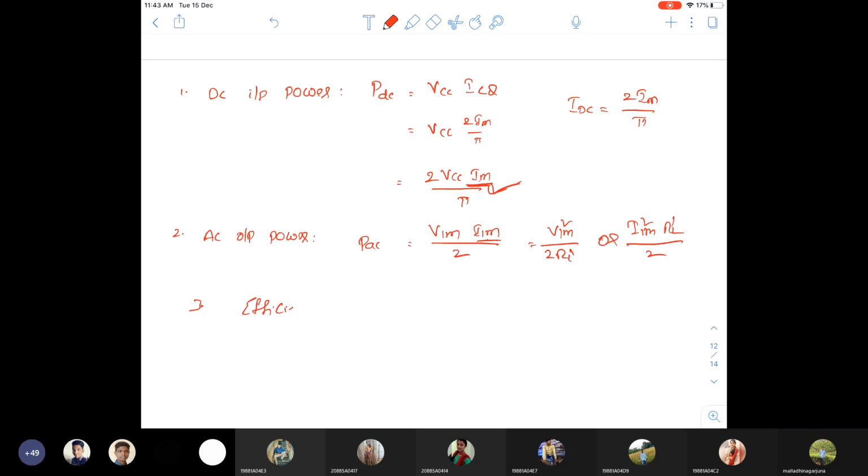efficiency. Eta equal to PAC by PDC, that is equal to V1m I1m by 2 into, PDC in the denominator, so it comes pi by 2 VCC Im. Im cancels. So eta equal to pi by 4 into V1m by VCC. This is the efficiency formula.